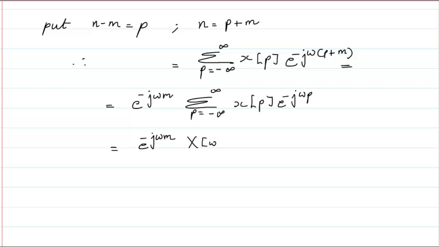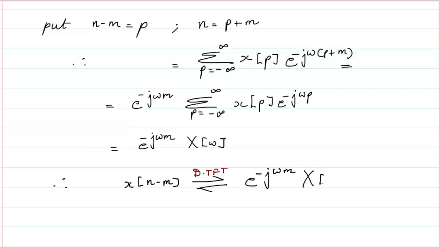Hence we have proved this. Therefore the discrete time Fourier transform of x of n minus m is going to be e raised to power minus j omega m X of omega. Now if this is going to be plus m, I can write it as either plus or minus m. Generally if it is plus m, then here it will be plus. Okay.